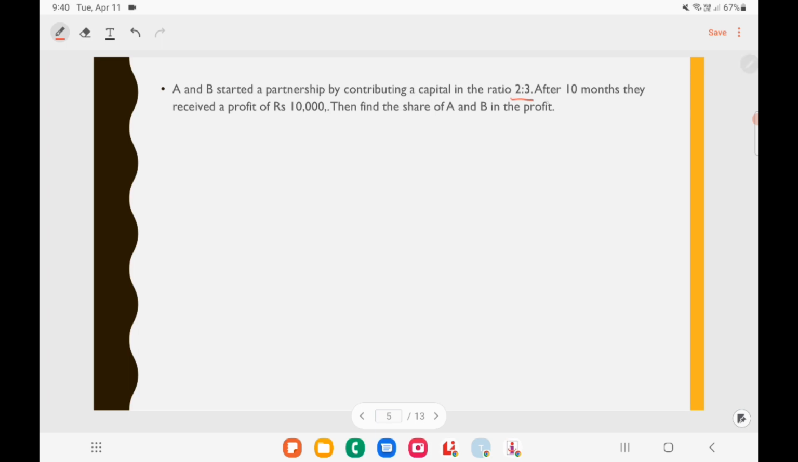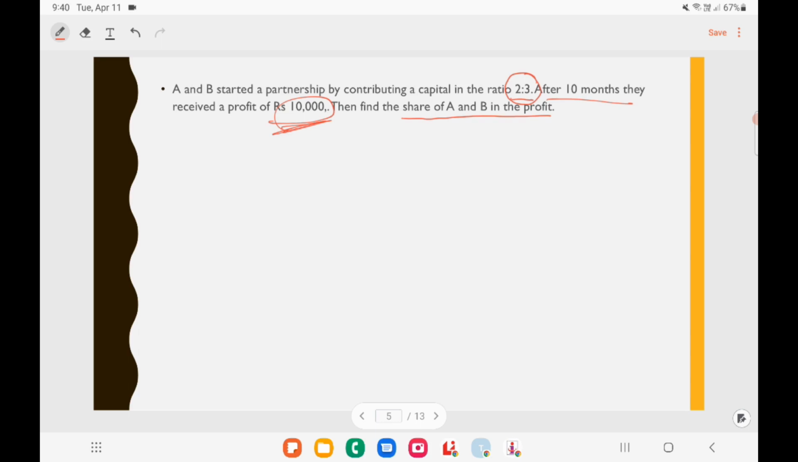Then after 10 months, so they initially put a capital, then after 10 months they received a profit of rupees 10,000. Then we need to find what is the share of A and B in this profit. So in the profit 10,000, how much we should give to A and how much we should give to B. Initially they are putting a capital in the ratio 2:3, and then there is no change in capital, and after 10 months they are receiving the profit, right? There is no change in capital at all for the 10 months.